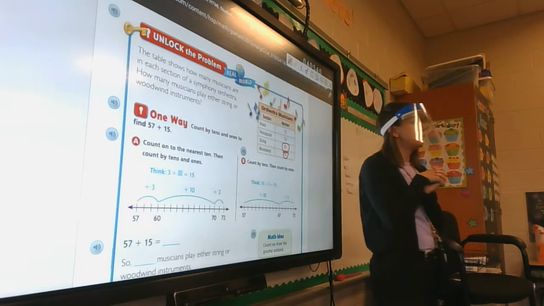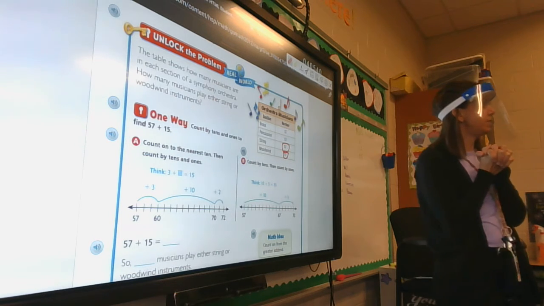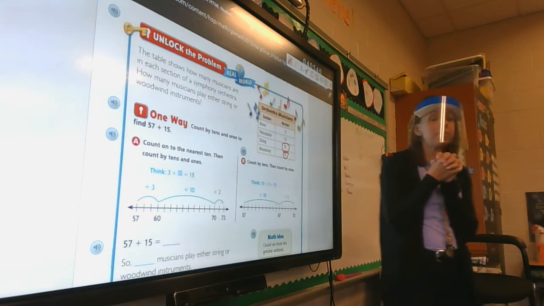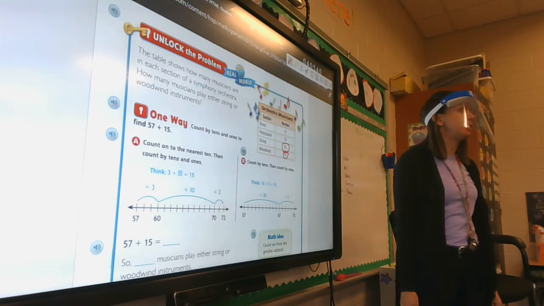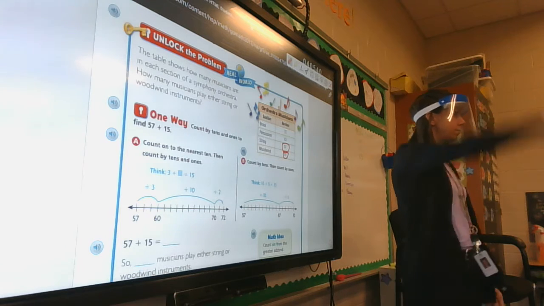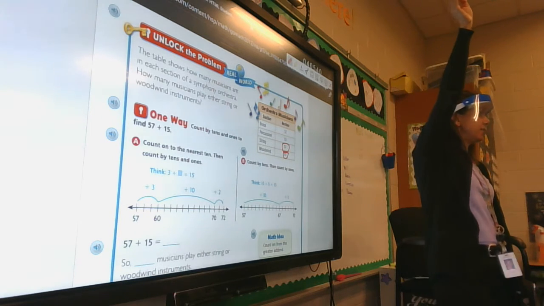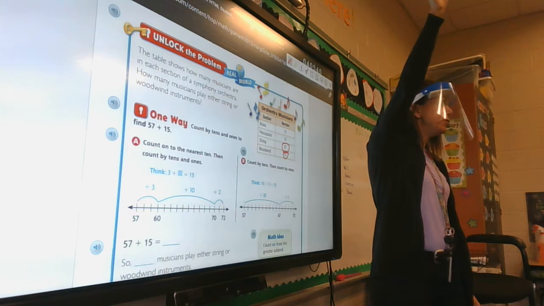Okay. So we want to figure out how many play string and woodwind together. So are we going to add our numbers or are we going to subtract our numbers? Dylan, add them up. So I'm going to solve the problem 57 plus 15. Now raise your hand if you know how to actually solve the problem 57 plus 15. Can we all figure out the answer? We do know how to do that.